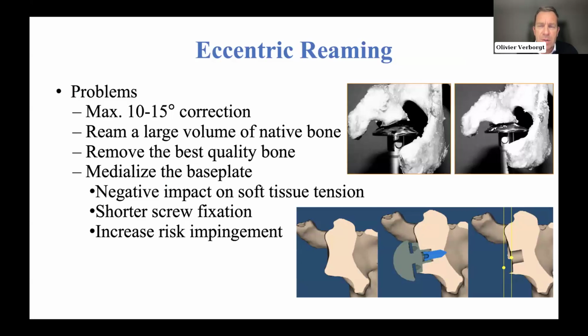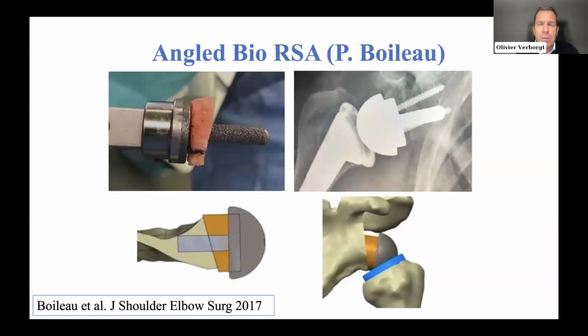Eccentric reaming is one of the possibilities, but it was already mentioned that it has quite a few problems and is probably of only limited use. There's only a maximum of 10 degrees of correction, and even then you ream a large volume of native bone. It's mostly the best quality bone, and you will medialize your base plate with all the negative impacts on soft tissue tension, screw fixation, and increasing risk of impingement. We all learned from Pascal Boileau the angled bio-RSA technique. It has already been talked about, and I think this is one of the options where you want to lateralize, where you want to reconstruct some uniplanar glenoid wear.